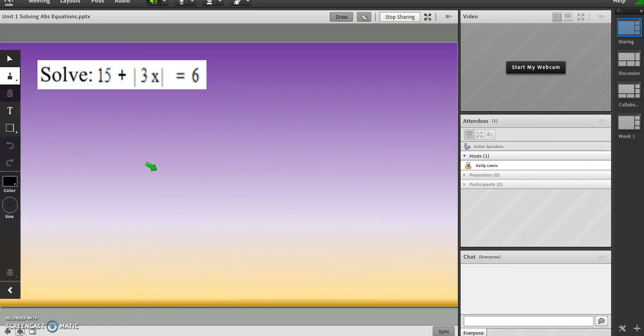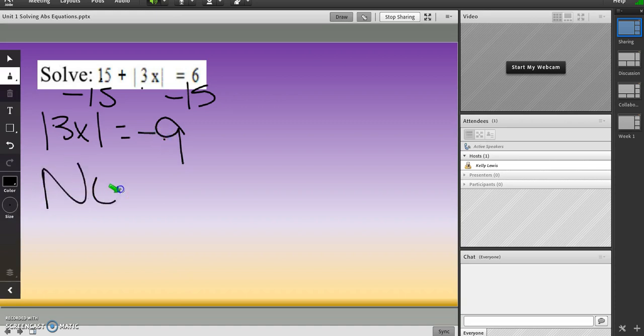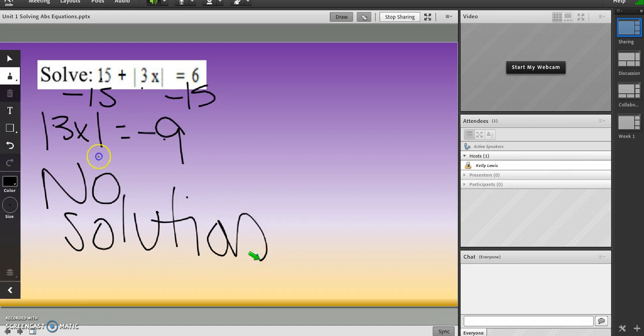All right, let's do this guy. All right, so it's okay that the absolute value is not written first. The 15 is positive, so I'm going to subtract it. 6 minus 15 is negative 9. Okay, so I have absolute value equals a negative number, which is not possible. You cannot take absolute value of a negative number, so no solution.